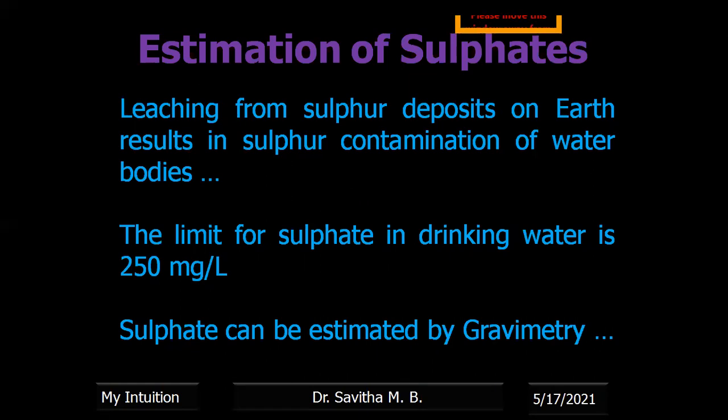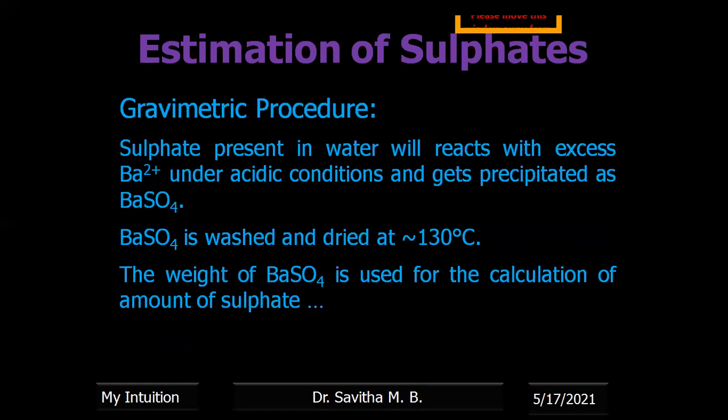Now what is the gravimetry method? In the gravimetric process, the sulfate present in the water is made to precipitate out, and how much precipitate is formed is equal to the amount of sulfate present. The first thing is we need to precipitate out the sulfate. For this we will be using barium ions.